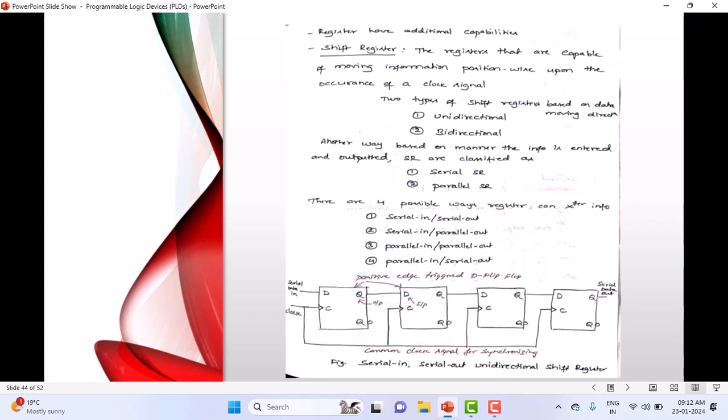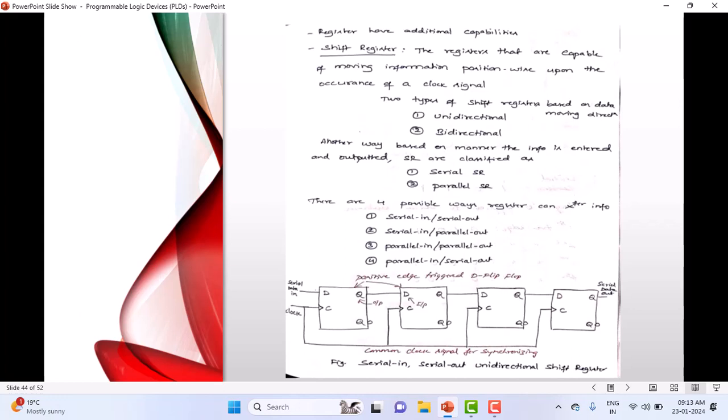First we defined what a register is. Next I am defining what a shift register is. A shift register can move data position-wise from one flip-flop to the next flip-flop, from one memory element to the next memory element. This movement will happen smoothly upon the occurrence of the clock signal. Without clock, nothing will happen. Clock is like a heartbeat for the flip-flops and shift registers. When you apply a clock, things will change. Otherwise, it will not change. So clock is mainly the controlling element in all these flip-flops and shift registers.